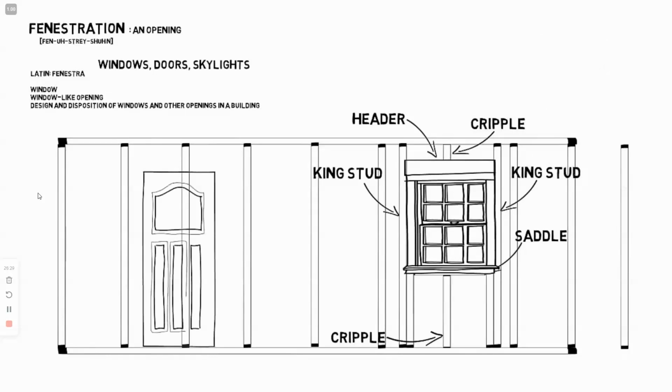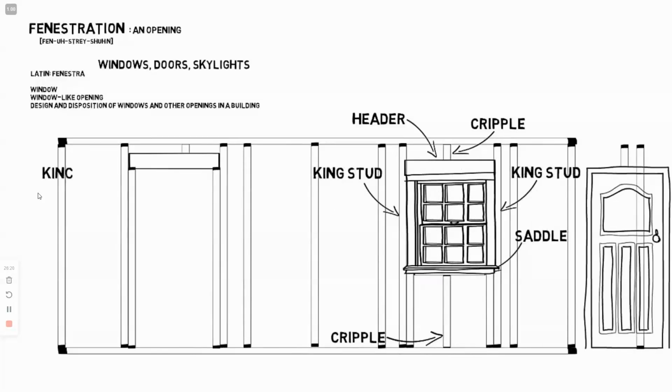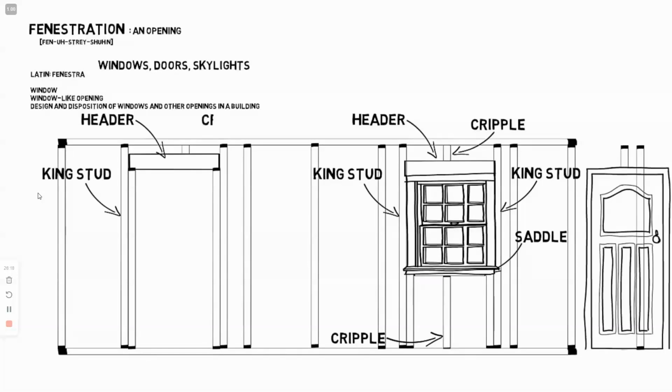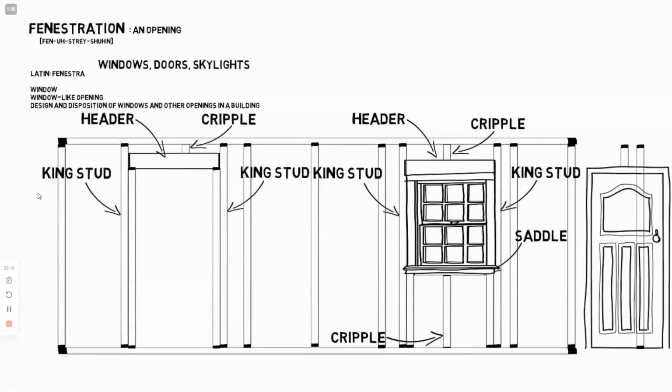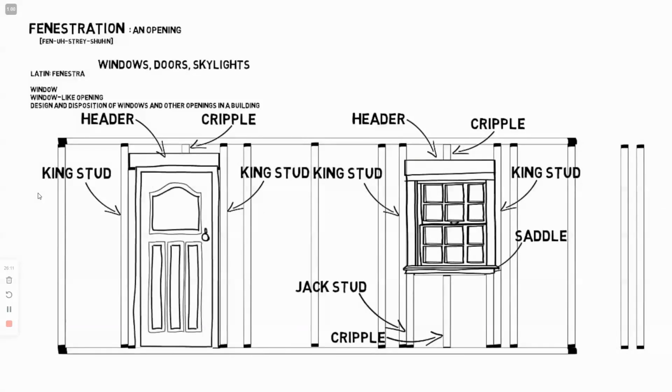How does this work for a door rough opening? Well, the process is basically the same for a door. It will have a load-bearing header, load-transferring jack studs, king studs, and upper cripples as needed. The door does not have a saddle or the lower cripples, just the header, cripple, king studs, and jack studs.